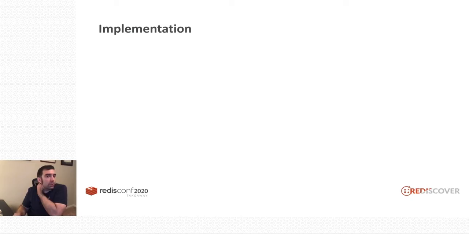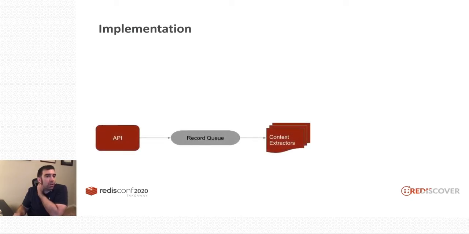So let's get into how we execute this architecturally. What we have is an inbound API. It's very similar to an Elasticsearch API where you can post JSON records. Then we drop those records into a queue, and we have a series of services that we abstractly call our context extractors. This does a lot of our natural language processing and our regular expression processing.